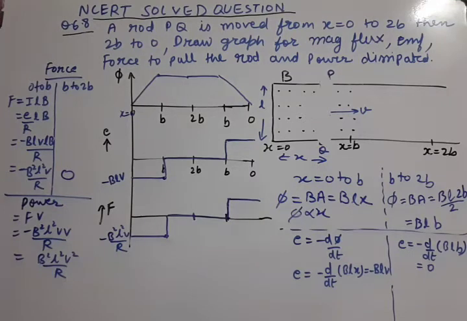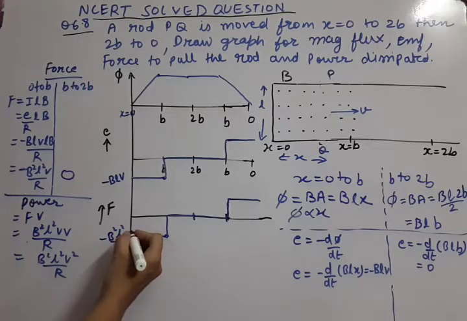And since power is a scalar quantity, it has nothing to do with the direction part. So here this minus sign we are not going to take. We are just interested in the value of the power. So the power to move the conductor is B square L square V square by R. So this is the value. Now let us draw the graph. If we draw the fourth graph, that means the power graph.